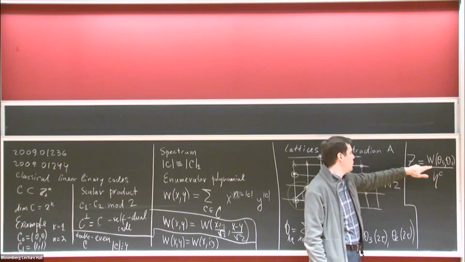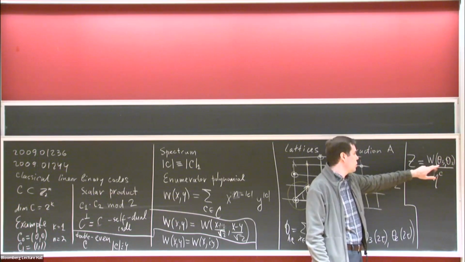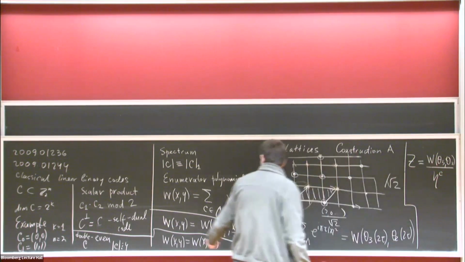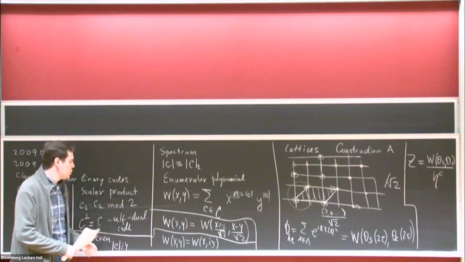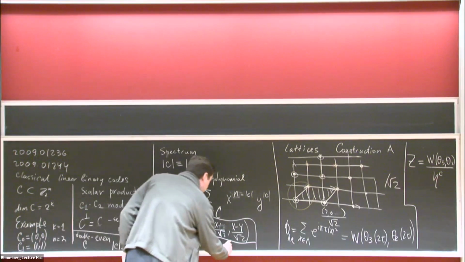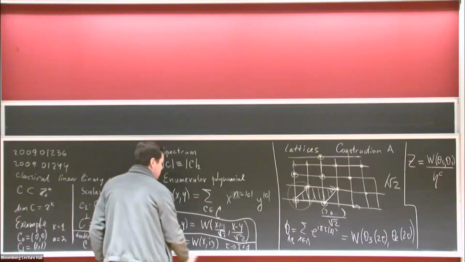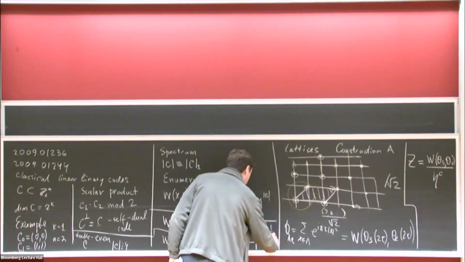And those modular properties will come automatically from the properties of Jacobi theta functions, and importantly, the properties of the polynomial W. And these properties of polynomial W are here already at the level of the code. So this property will ensure proper transformation under tau goes to tau plus 1. And this will ensure proper transformation under tau goes to minus 1 over tau.